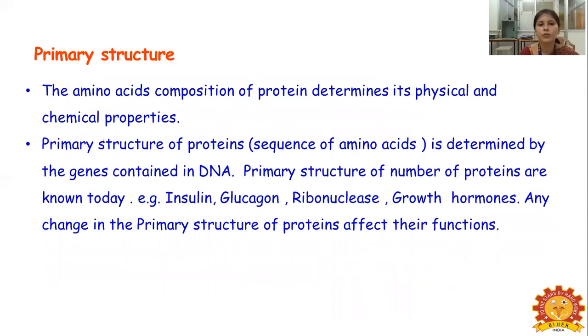So the amino acid composition of the protein determines its physical and chemical properties. The primary structure of the protein, that is called the sequence of amino acids, is determined by the gene contained in DNA. The primary structures of a number of proteins are known today, like insulin, glucagon, ribonuclease, growth hormone. These are all things we can prepare in biotechnology with the help of rDNA technology. Any change in the primary structure of the protein will affect its function.